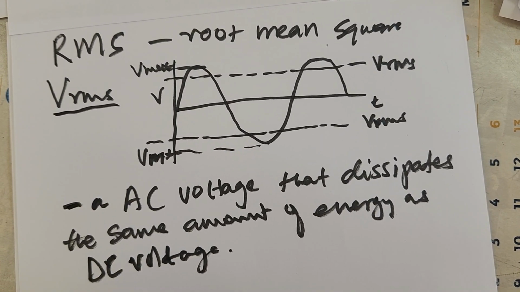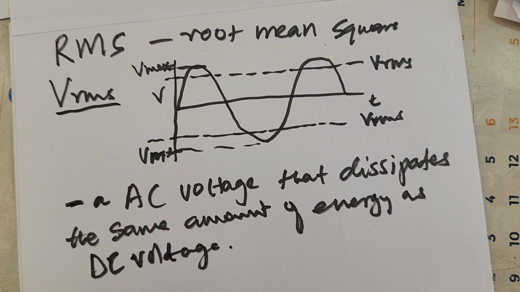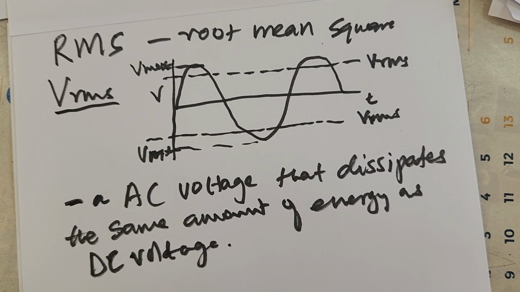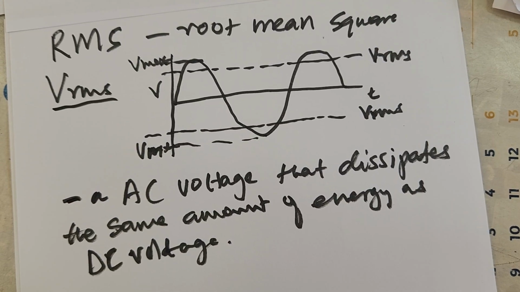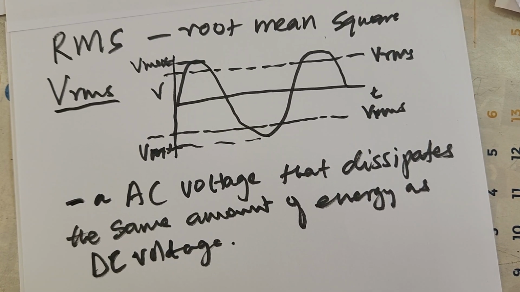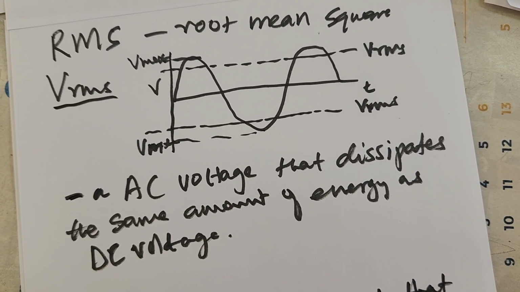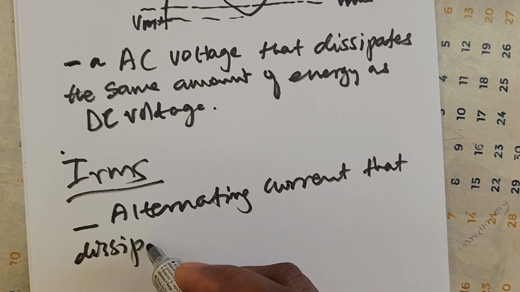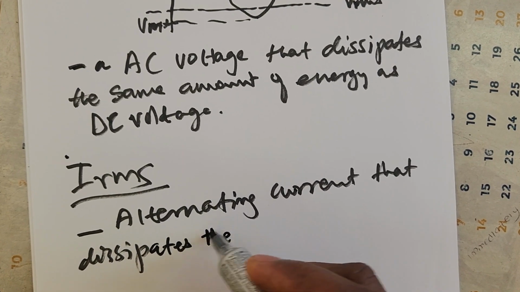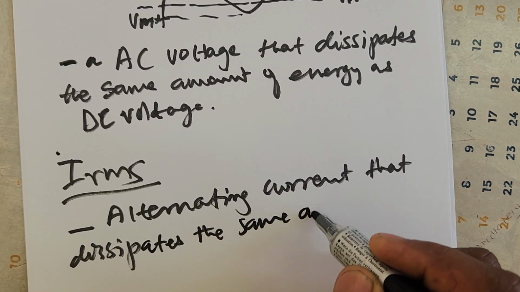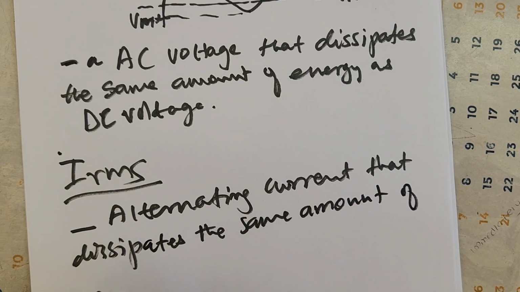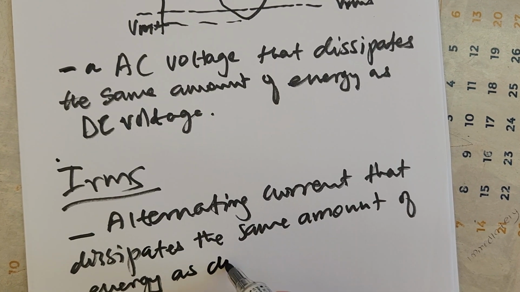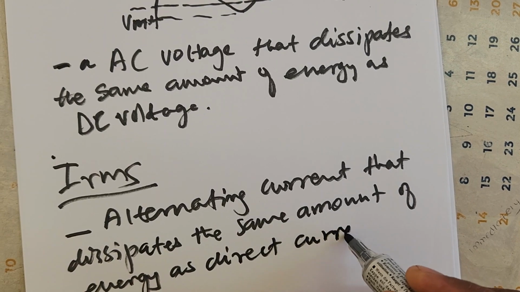Whereas the IRMS, root mean square current, is an alternating current that dissipates the same amount of energy as direct current. That's the two definitions.